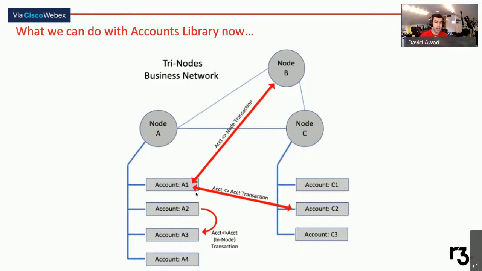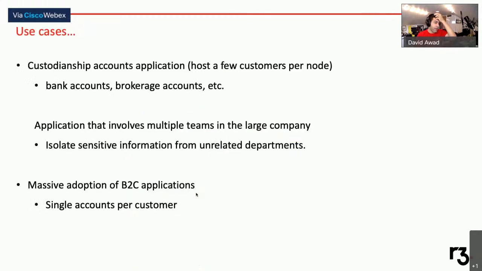The use cases, as I'm sure you can start to see, are endless, right? There's great examples of custodianship accounts applications. If you're a bank or a brokerage or something like that, and you want to simply have a singular Corda account for each, let's say, customer using your brokerage. Any applications that involve multiple teams in a large company, you can isolate sensitive information from unrelated departments. You can create massive business to consumer applications where nodes can represent millions of customers.